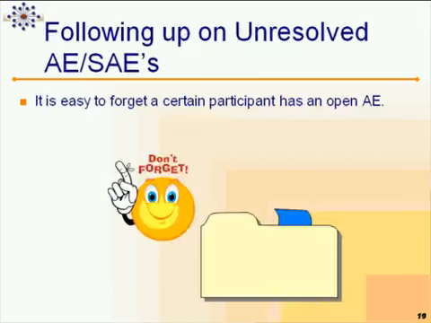Following up on unresolved AEs and SAEs. It's easy to forget a certain participant has an open AE. If the AE or SAE is not resolved at the time it was reported, write AE on a brightly colored sticky note so that it is easily visible on the side of the source document page in the participant binder where the AE is recorded.